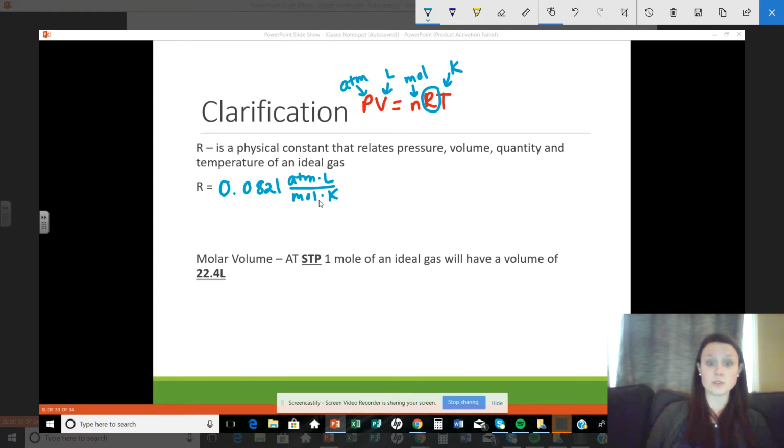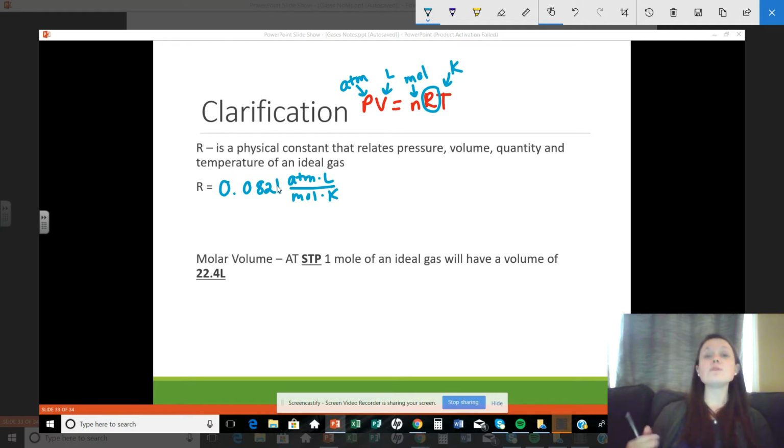The pressure unit in our gas law constant is atmospheres. We use atmospheres for our pressure variable in our equation. Liters is our volume unit. Moles is our quantity unit. Kelvin is our temperature unit. If you do not have your variables in those units, but you use this value for your gas constant, you will not get the correct answer.